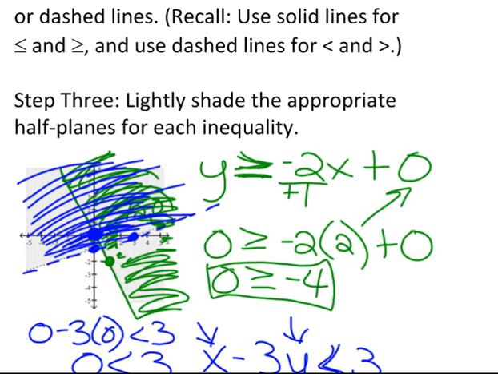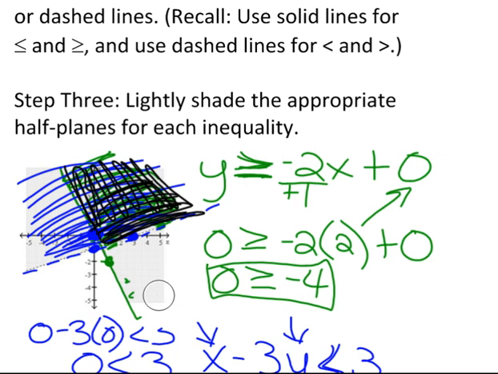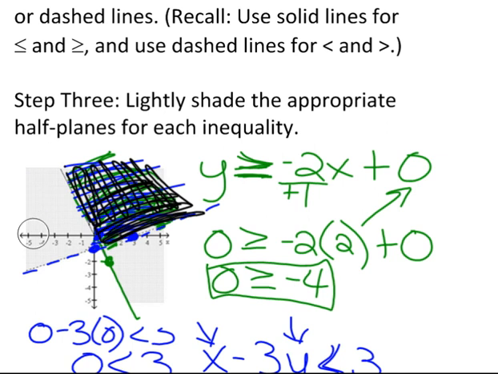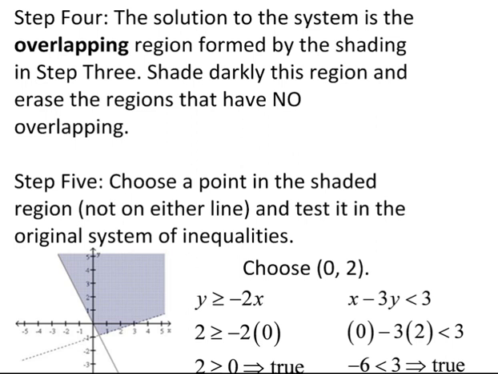Now, at this point, what we need to do is check to see where the shading overlapped. Where did we have both colors? And if you have colored pencils for this, that's great because it helps you out. Where do we have both colors of shading? Well, that's in this area right here. Okay, so you're going to shade that darkly, and then anything that does not have shading of both colors, or overlap of shading, you're going to erase. So erase, erase, erase, and this would be your answer.